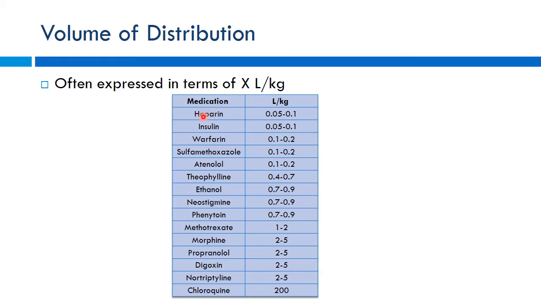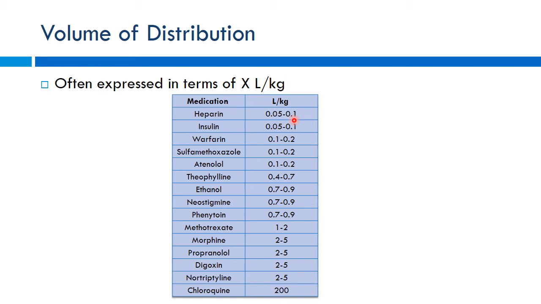And so you can see things like heparin, which you guys know what we use heparin for? It's a blood thinner. That will have a very low volume of distribution, say only 0.05 to 0.1 liters per kilogram. That means that it likes to stay within the bloodstream, which is probably a good thing because heparin should work on the blood, right?